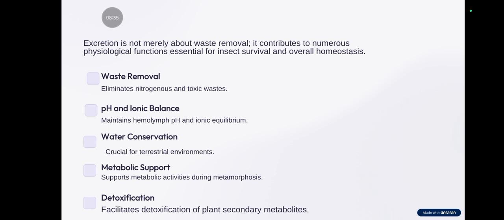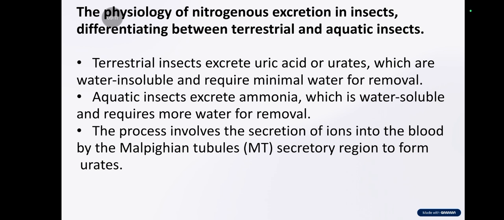Excretion is not merely about waste removal. It contributes to numerous physiological functions essential for insect survival and overall homeostasis. The waste removal: it eliminates the nitrogenous and toxic waste. Second, pH and ionic balance: maintains hemolymph pH and ionic equilibrium. The water conservation: the water conservation is crucial for terrestrial environment. The metabolic support: supports metabolic activities during metamorphosis. Detoxification: it facilitates detoxification of plant secondary metabolites.